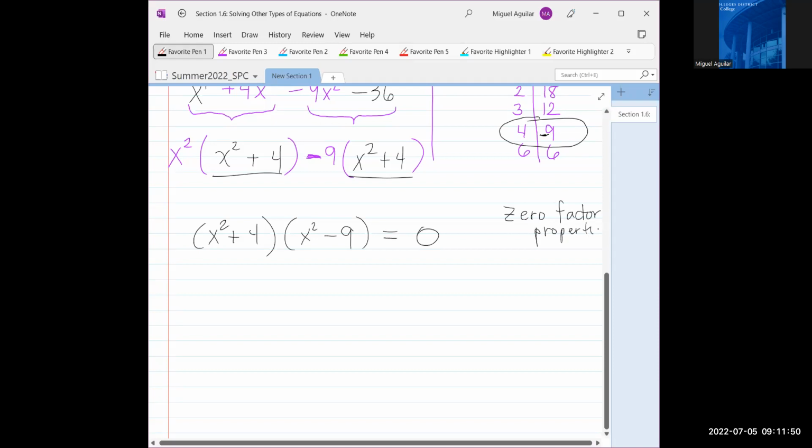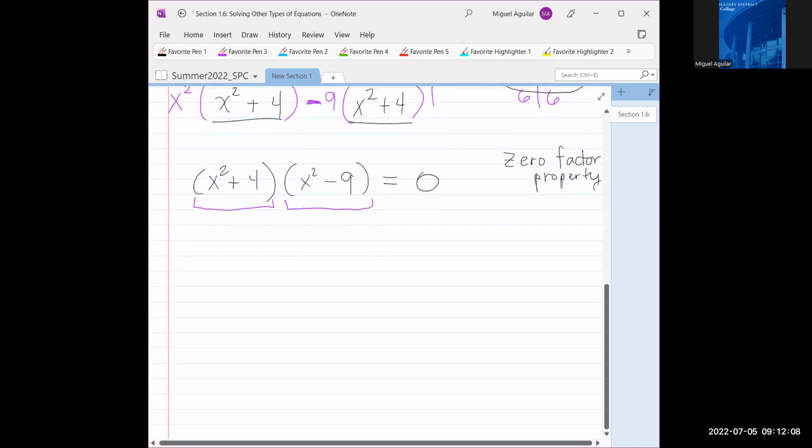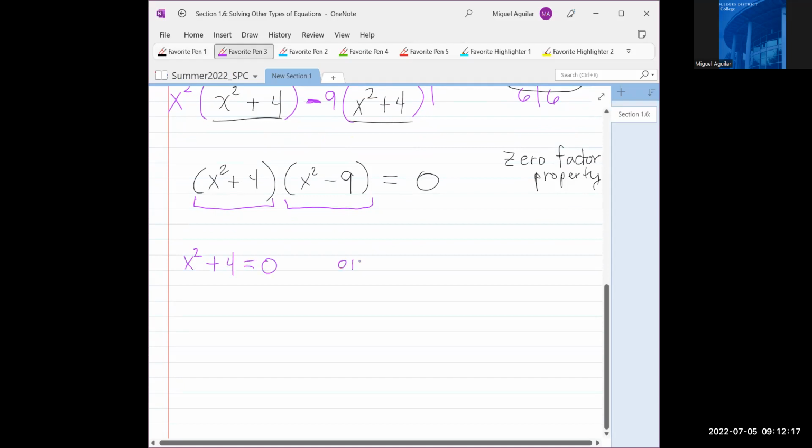Because the situation that we have is that this thing times this thing equals 0, right? When we bring that 0 back into the mix and we solve that equation, we have a polynomial times another polynomial that equals 0. The only way that's going to be true by the zero factor property is if either x squared plus 4 comes out to equal 0, or x squared minus 9 is equal to 0.